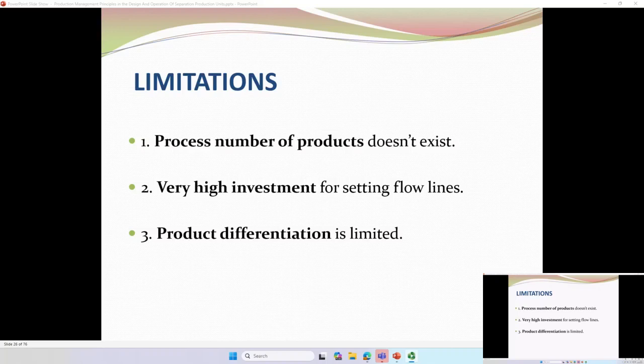So let's continue. Limitations: process number of product doesn't exist, very high investment, and product differentiation.